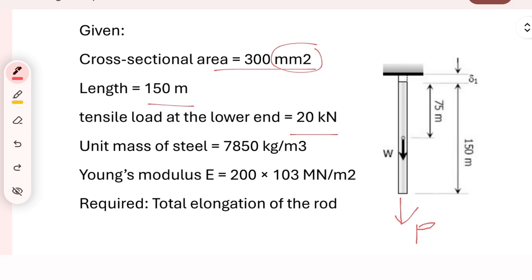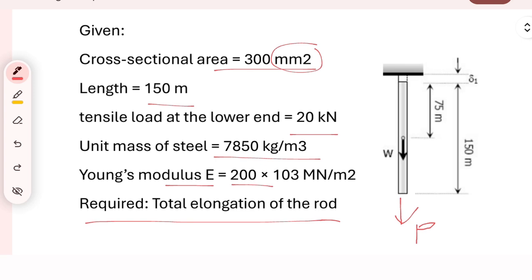The mass of the steel is also given. And for all civil engineers out there, you know this, the Young's modulus E is 200 times 10 to the 3 meganewton per meter squared. And then we have the required. We are asked to compute the total elongation of the rod, meaning we need to compute everything.